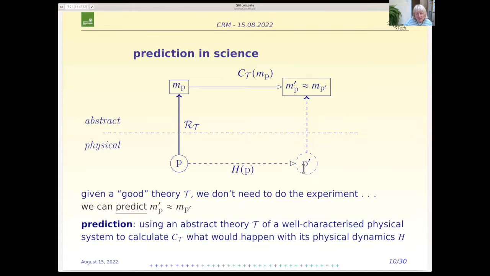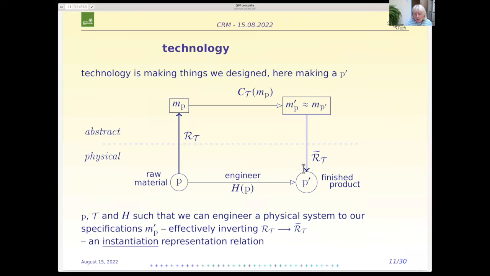So we have a feeling about science now. Let's see what we can do with this. If we've got good theories, we can make things that we designed. So here what we're doing is our input system is now our raw material. Our dynamic process is our engineering, when we turn it into a finished product. But we've designed all this with our model so that we know what we're doing here in order to produce the object that we want. And we have a theory we trust well enough so that we expect the outcome to be the thing we designed.